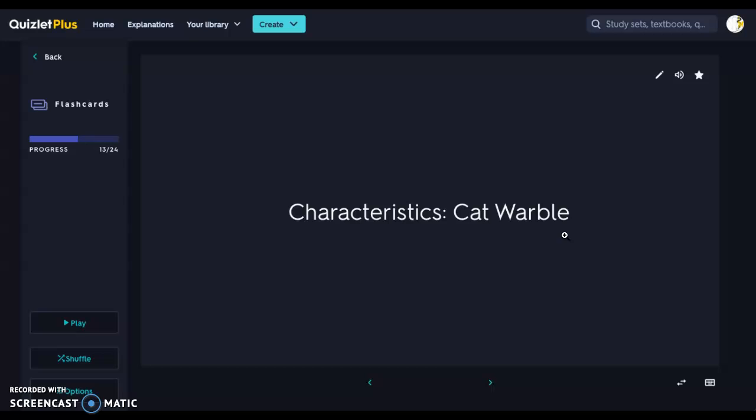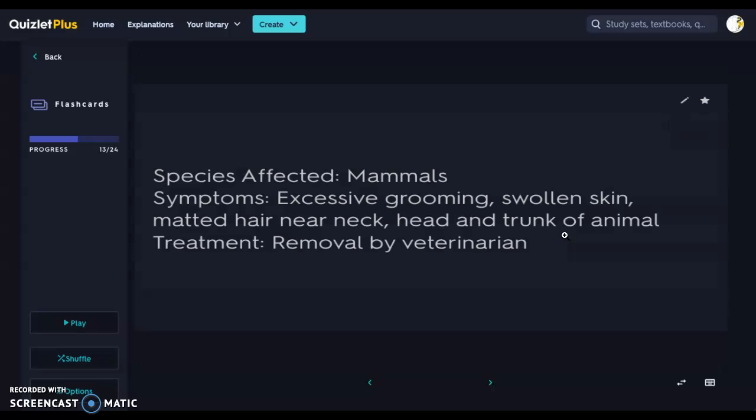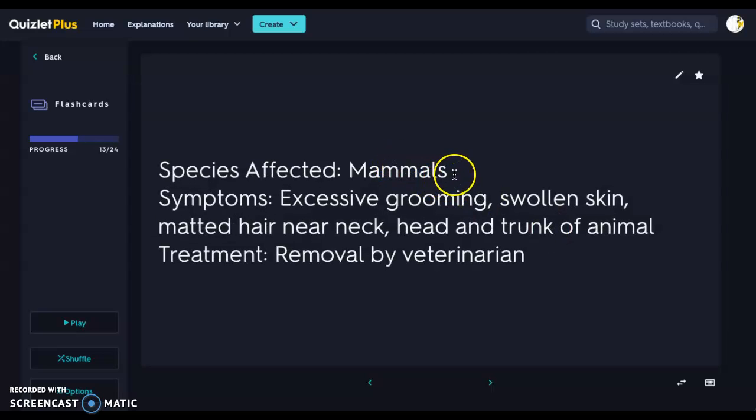Okay, the next thing we have is our cat warble. Cat warbles are kind of interesting. They are going to affect mammals, not just cats. Symptoms are you're going to see excessive grooming. You're going to also see swollen area around the skin, possibly matted hair near the neck, head or trunk of the animal. So head, the trunk of the animal is what you would think of as the body, the torso. Treatment is going to be removal by a veterinarian.